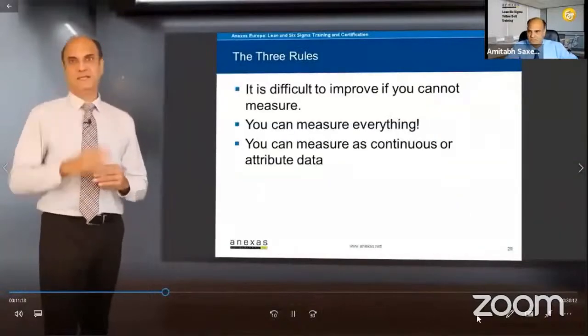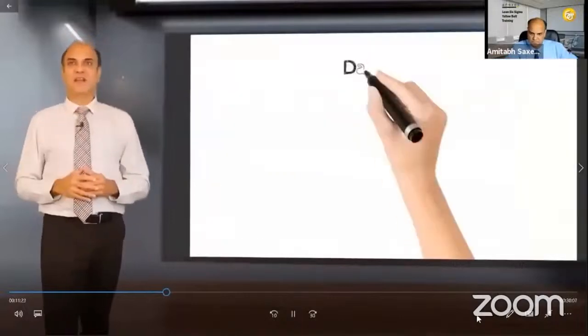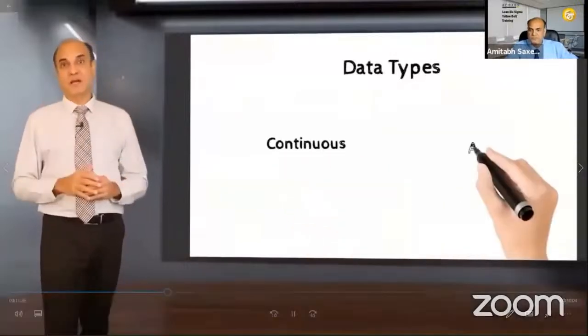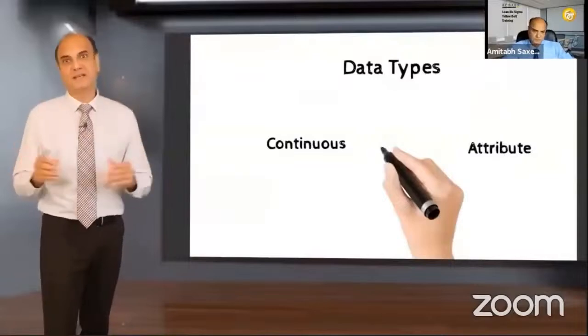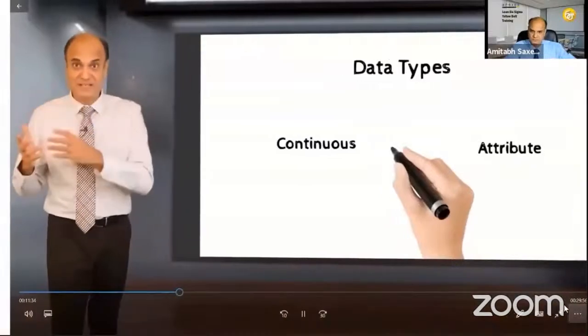Then probably it is attribute data. Now let me tell you, how can you measure anything? There are two types of data, continuous data and attribute data. Continuous data can be represented on a number line. It can have a decimal place. It can also have a unit.